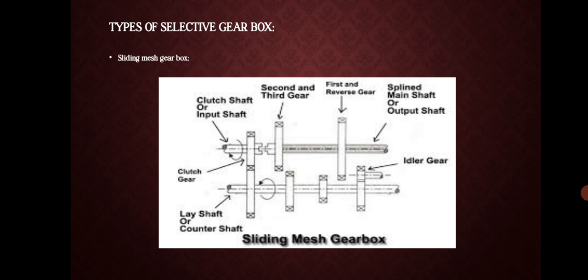Usually, the main and counter shaft are parallel to the clutch shaft, but there are certain cases where the shaft is transverse. In addition to the shafts, a third shaft carries a reverse gear. The upper shaft is known as the main shaft, and the lower one is known as the counter shaft or lay shaft. The gears on the lay shaft are fixed, whereas those on the main shaft slide to mesh with a suitable gear on the counter shaft.